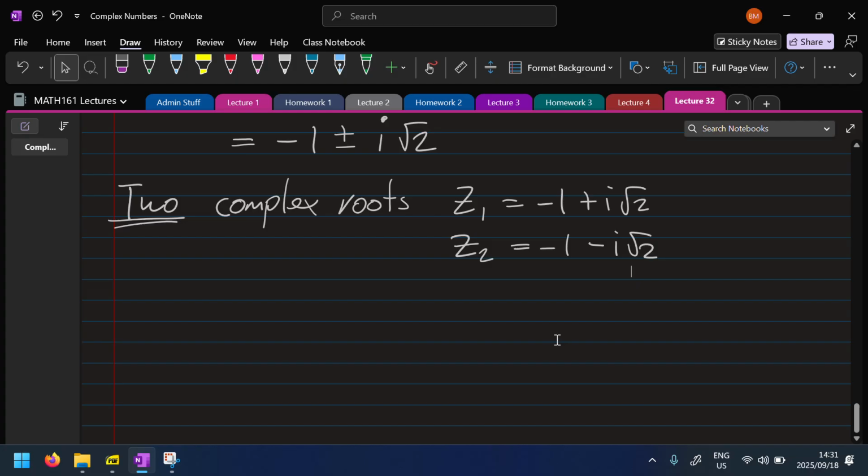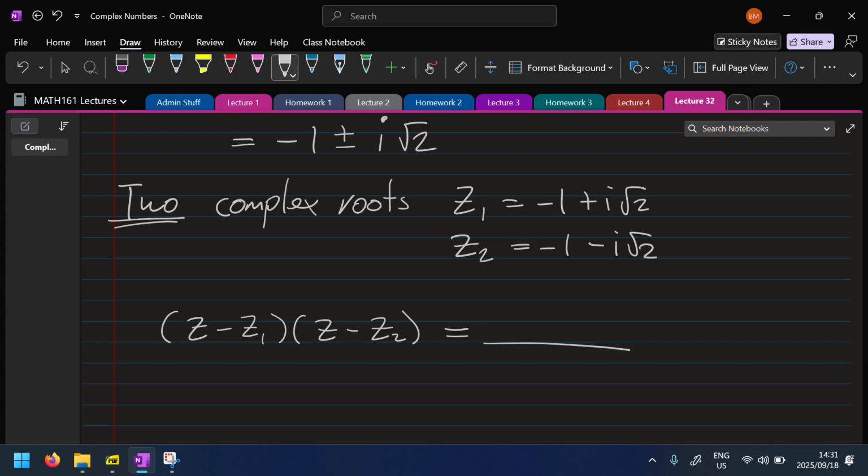Okay, so for homework, use these roots to then factor the polynomial and show that by expanding out the factored polynomial, we get back to the original. So you're going to write it as Z minus Z1, Z minus Z2. Check that you get back to what we had at the beginning.